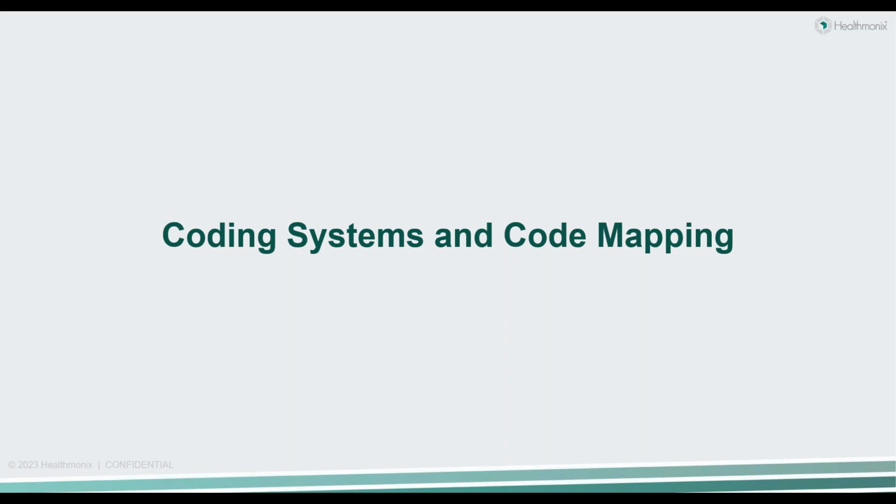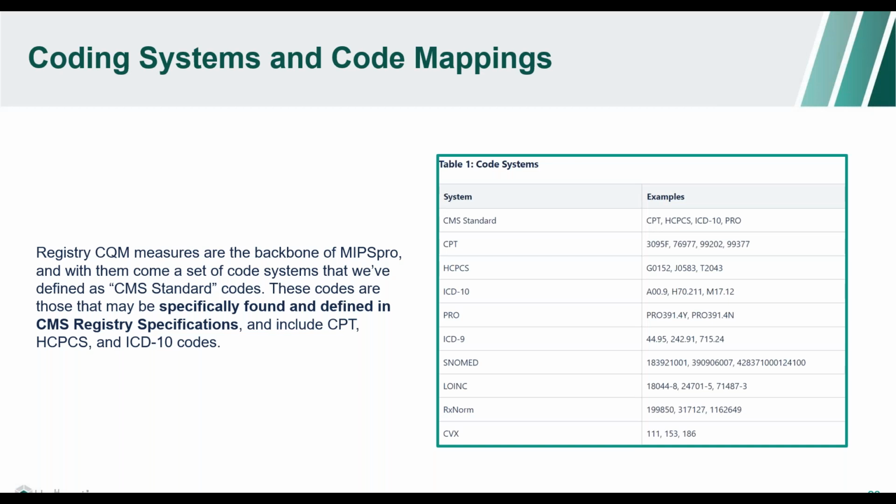MIPSpro does have the ability to bring in multiple types of coding systems, and we're able to have a lot of flexibility with the way that we map codes. So MIPSpro does handle what we call at Healthmonix the CMS standard codes, which includes CPT codes, HCPCS, and ICD-10 codes. Additionally, MIPSpro can interpret what we have defined as non-standard codes. So these include, but are not limited to, SNOMED codes, LOINC codes, RxNorms, CVX codes.